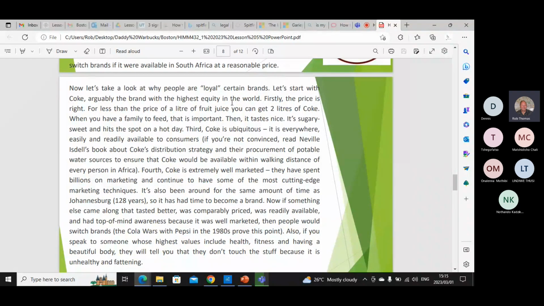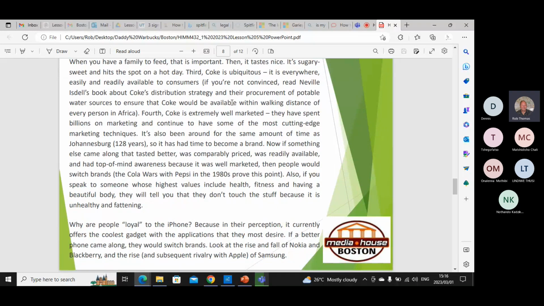Also, if you speak to someone whose highest values include health, fitness, and having a beautiful body, then they will tell you that they don't touch the stuff because it is unhealthy and fattening. So you couldn't convince a health junkie that they should drink Coke because they'll say, no, I don't touch that stuff because it's bad for me. Okay, so they're never going to be loyal, quote unquote, to Coke.